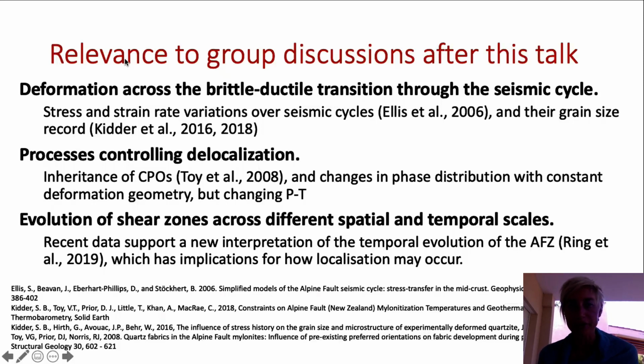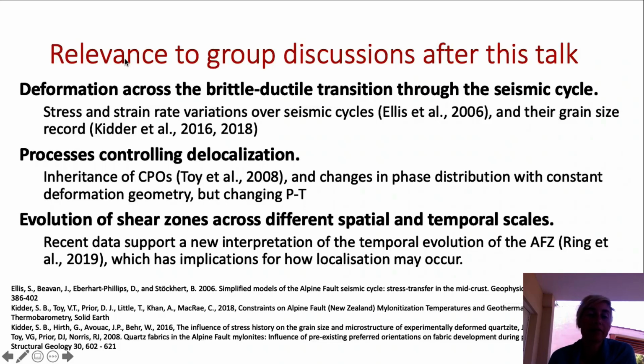For the group who are considering processes controlling delocalization, well, many years ago I proposed a wee story, or idea, about inheritance of crystallographic preferred orientations and the effect that these have on strain localization or subsequent deformation as you move a shear zone rock through pressure and temperature space, but without changing the deformation kinematics or geometry. And I'm going to remind you of that and also put that in context of, well, there's a second part to the story, which is that there are changes in phase distribution with progressive deformation within this fault zone, and the interplay of these two effects actually may control what I think is quite an interesting story of delocalization with progressive deformation in this shear zone.